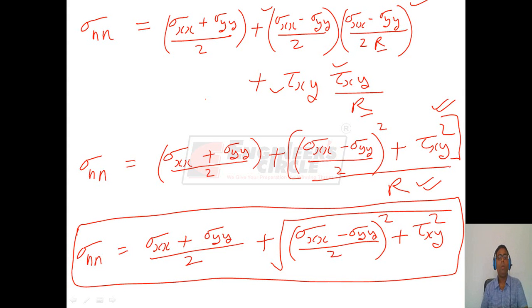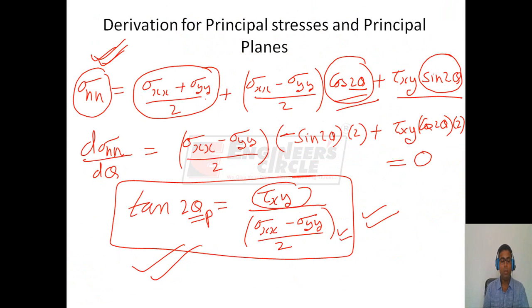So this is the maximum or minimum value of normal stress at point A. But now we are not sure whether this value of normal stress is maximum or minimum. We have differentiated this value of normal stress to find that on these planes the normal stresses will be maximum or minimum. If we look at this equation, tan 2 theta p equal to tau xy upon (sigma xx minus sigma yy) by 2, we will see that tau xy, sigma xx and sigma yy are constant terms. So this equation will be like tan 2 theta p equal to a constant.